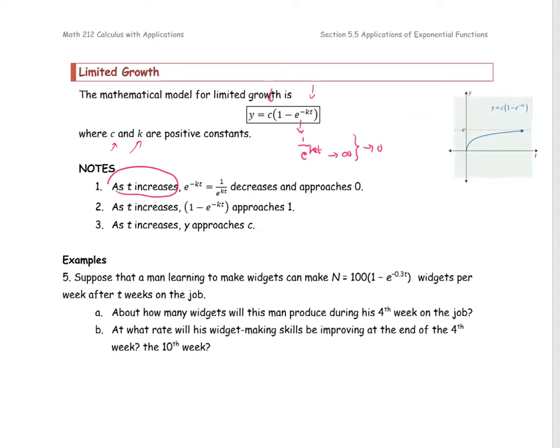Overall, as t increases, y will approach the value c multiplied by 1 minus 0, which is the value c, as you see in the graph. The graph starts at t equals 0 and increases. Eventually, the graph approaches the horizontal line y equals c, which is the limited value of the growth.